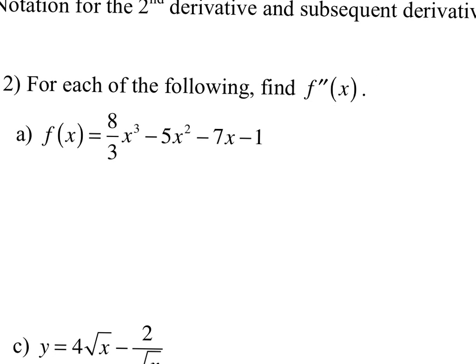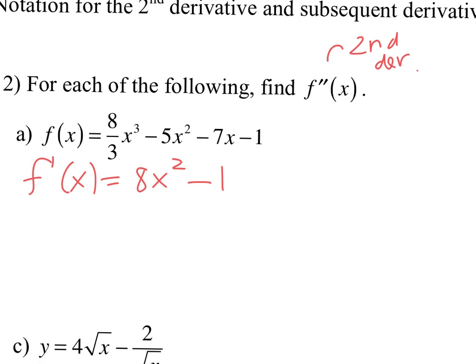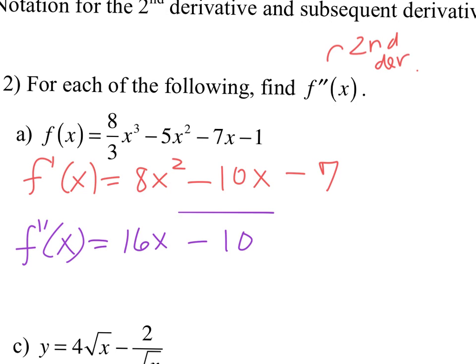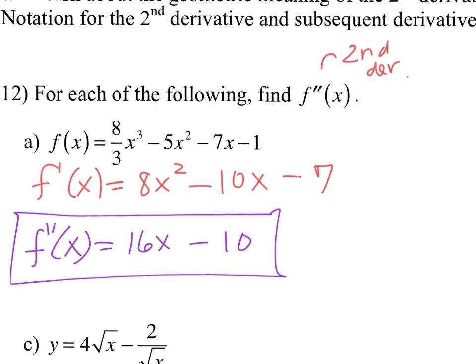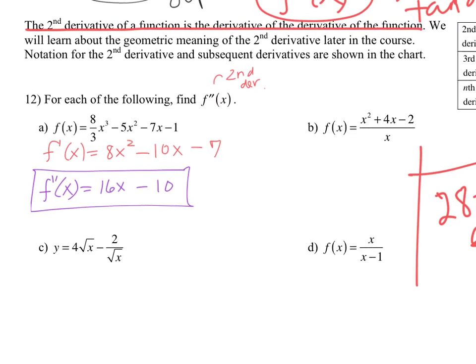So if we want to find f double prime of x, the second derivative, first we have to find the first derivative. Okay, so the first derivative is 8x squared minus 10x minus 7. That's the first derivative. What's the second derivative? Well, do it again. F double prime of x: take the derivative of the first derivative, and that's equal to 16x minus 10. And there's f double prime of x. So hopefully that will help you with the following. You're just taking the derivative of the derivative, and that is my video for you.